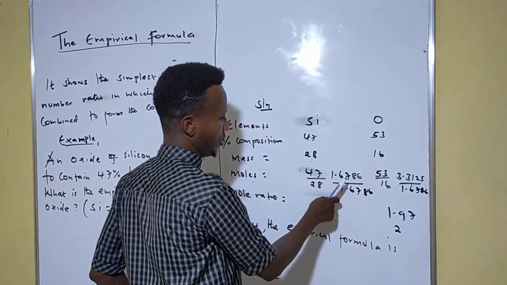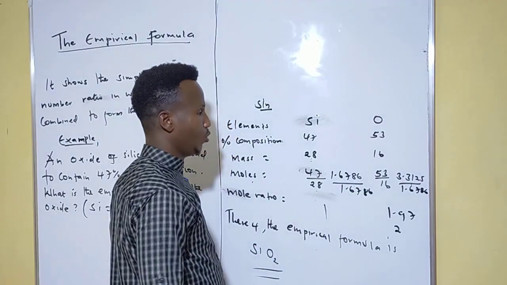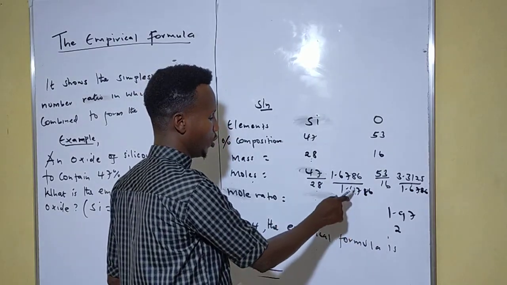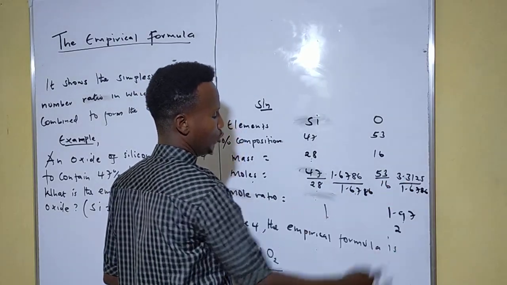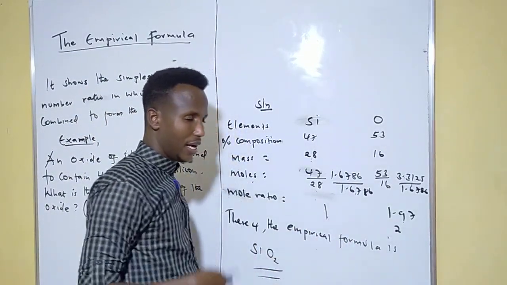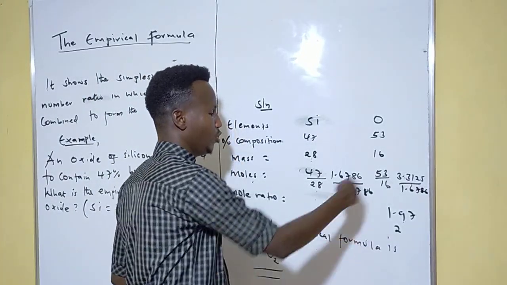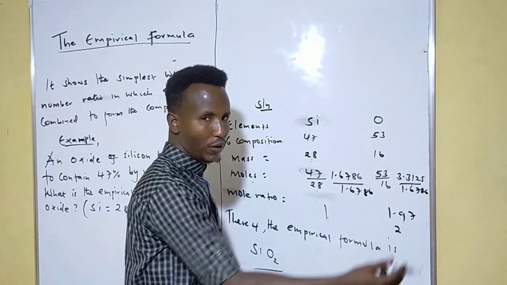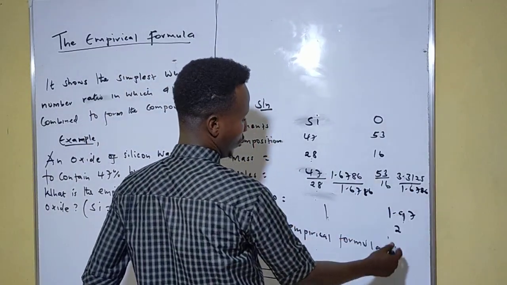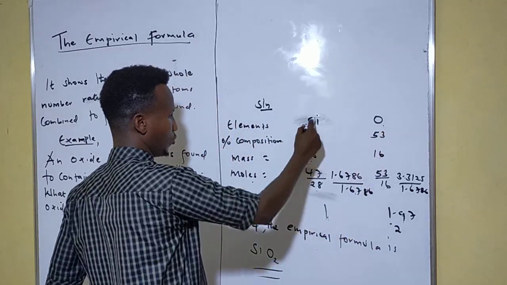This one is smaller, 1.6786, and 3.3125. This one is smaller, so you're going to divide both sides by this one. Then obviously here you're going to get 1. This divided by this, it will be 1.97. So the moment you reach here, if you realize that what's coming after the decimal is a number which is greater than 5 and it's not 5, then you round off, remember. But if it's 0.5, then you multiply by 2. So this one rounded off to the nearest number will be 2 now. So this 2 is for oxygen and this one is for silicon.